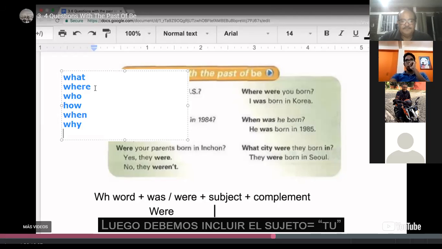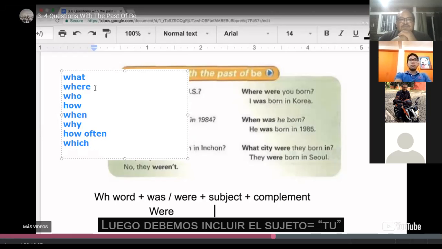Let me see. How often? Which? Okay, these are some of the WH words or question words that we can use, like what city were they born in, what bus were they in. What city were they at? In que ciudad estuvieron, right?